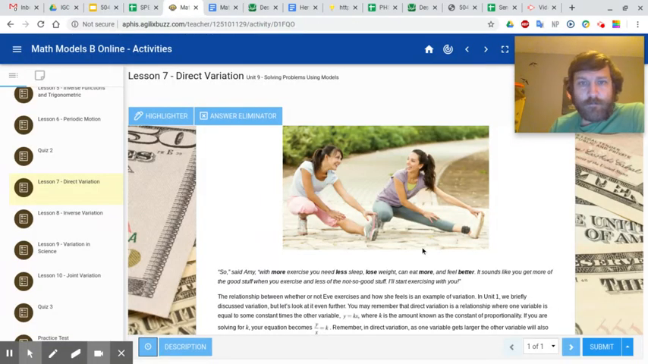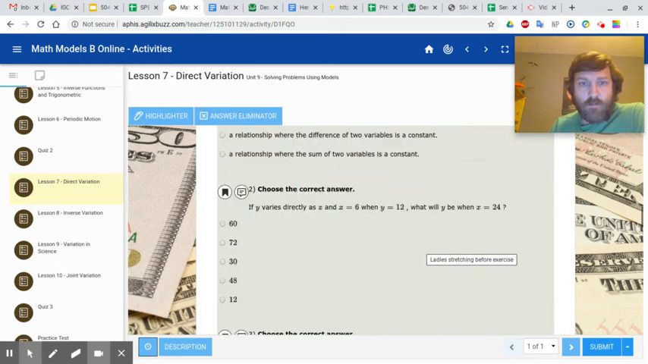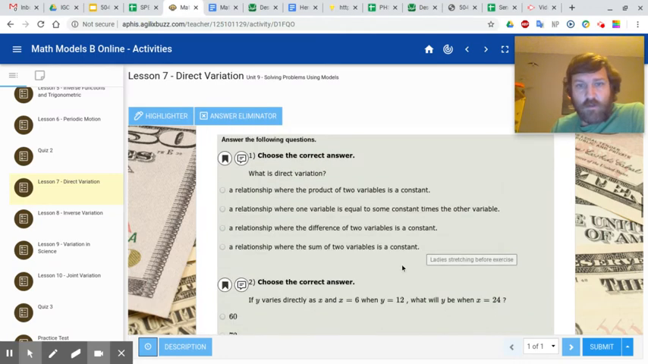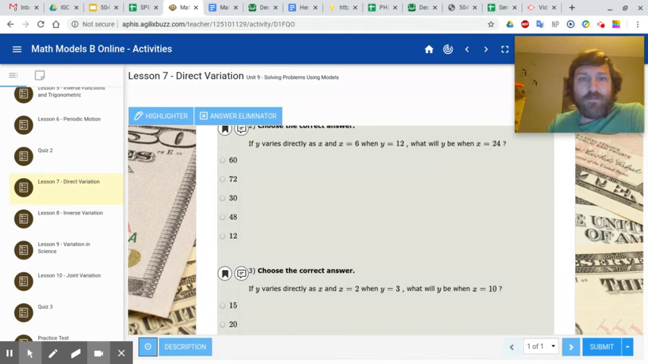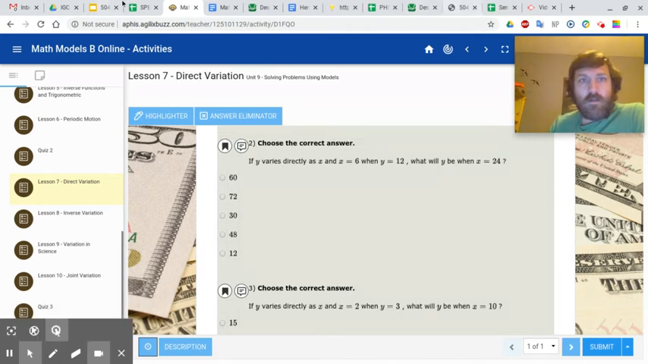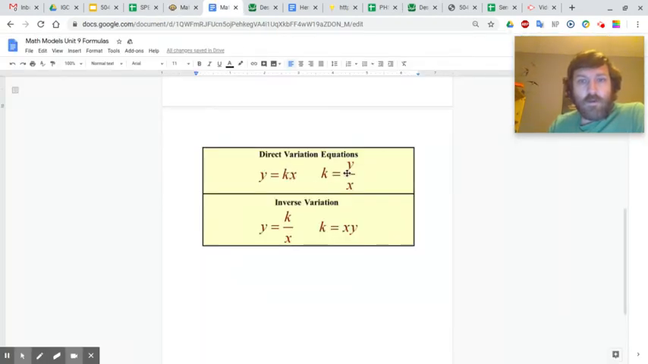So we are asked questions in the following ways. I'll let you do the vocab one right there. If y varies directly as x and x equals 6 when y equals 12, what will y be when x equals 24? So a lot of these are going to be kind of common sense in a lot of ways. What you need to understand is that you're looking at this equation right here as telling us what k equals. So we're going to find what k equals, and then we're going to use k to find the other numbers.